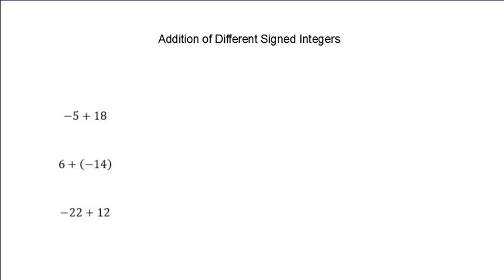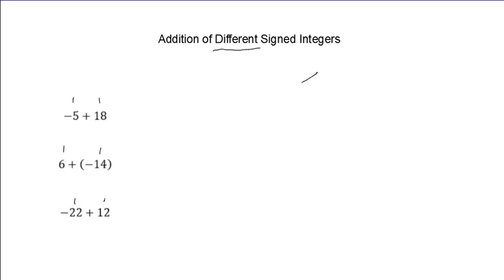So these integers that we're going to talk about have different signs. And so the first task that you have is to notice on all of these addition problems that you have different signed numbers. So here I have a -5 and a +18, a +6 and a -14, and a -22 and a +12. That is different signed.